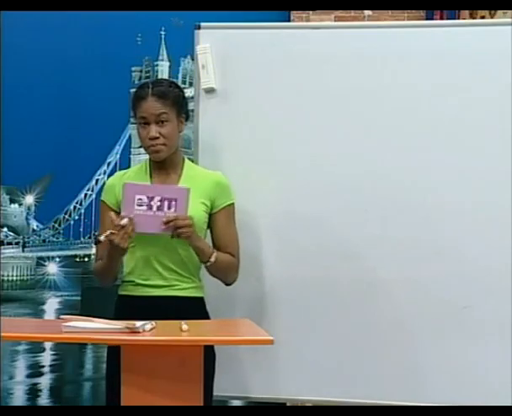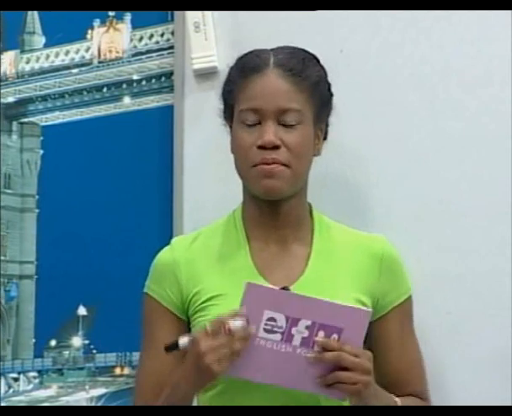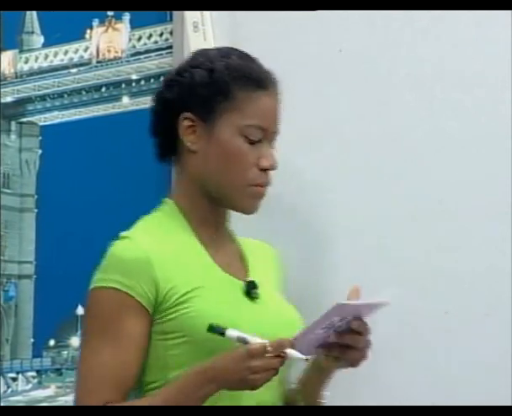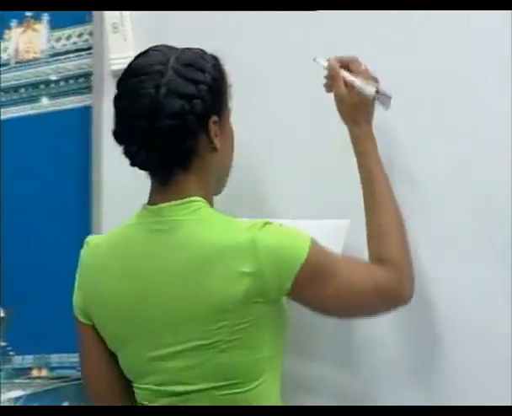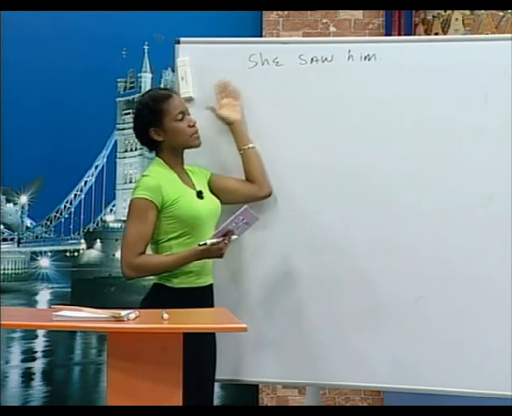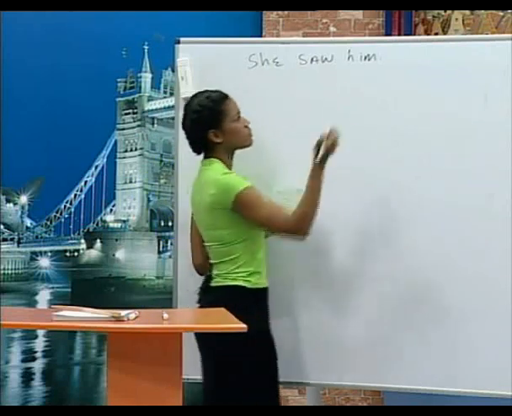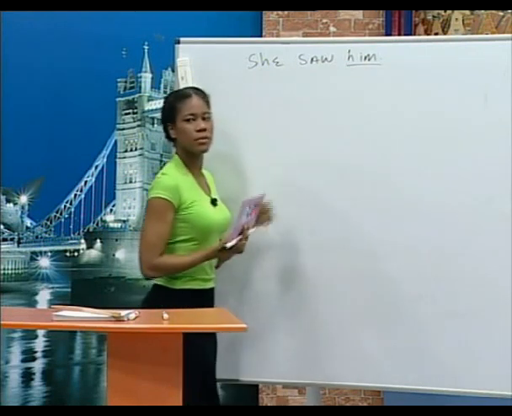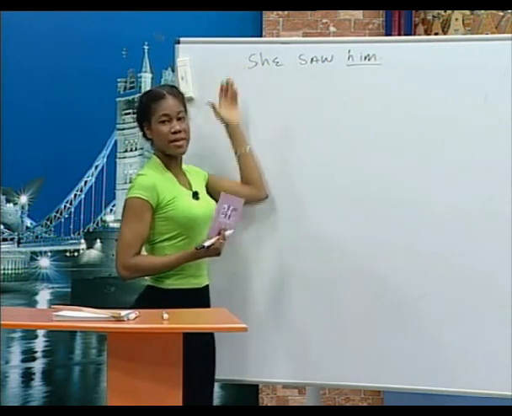So now we understand subject pronouns. Let's take a look at object pronouns. Object pronouns are the receiver of the action of the verb. Let's look at some examples. She saw him. Now this time we want to look at the receiver of the action. That pronoun is him. She saw him.